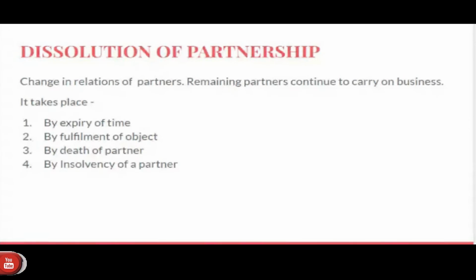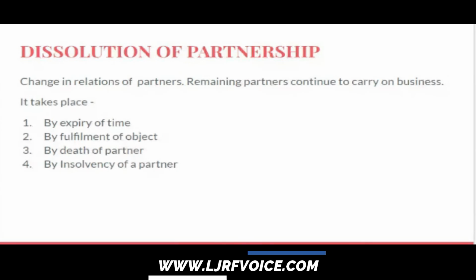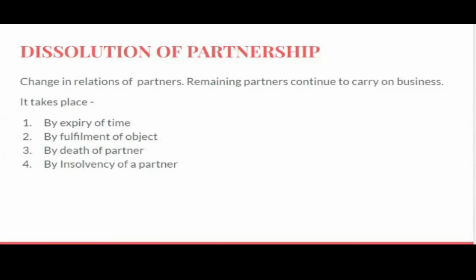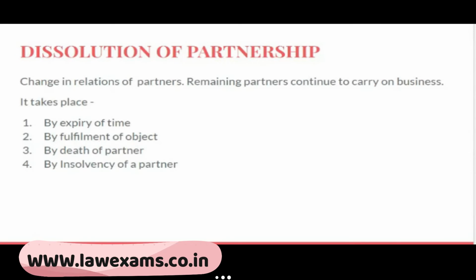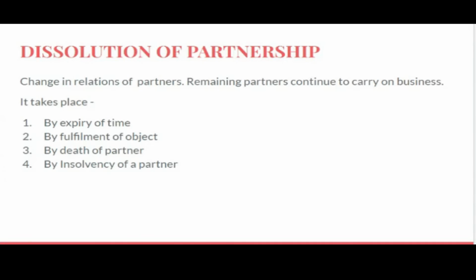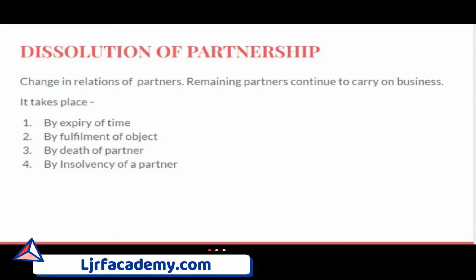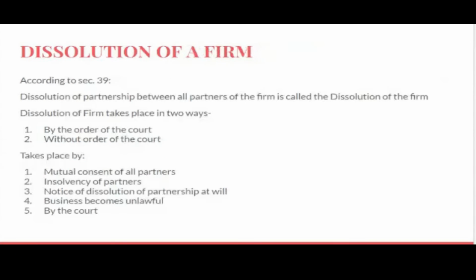And it may take place by expiry of a time, by fulfillment of an object, by death of a partner, or by insolvency of a partner. See here, the first two conditions do not apply in case of partnership at will. The first one, expiry of a time, affects only partnership for a fixed period of time, and fulfillment of object applies only to partnership for a fixed objective or particular partnerships. It is not applicable in case of partnership at will.